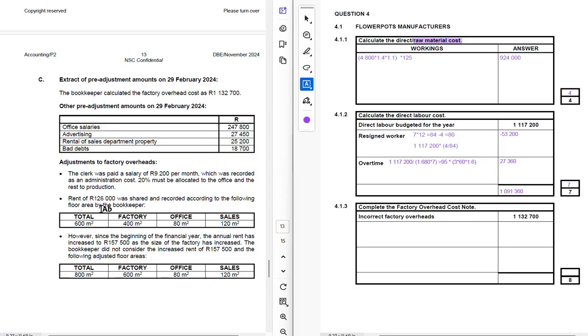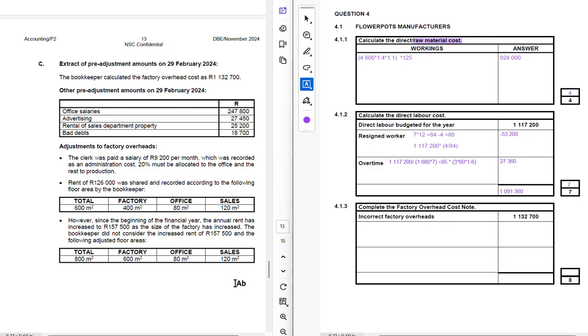The rent of 126,000 was shared and recorded according to the following floor areas by the bookkeeper. We have a total of 600 meters squared: 400 meters squared goes to factory, 80 to office, and 120 meters squared to sales. However, since the beginning of the financial year, the rent has increased to 157,500. The bookkeeper did not consider the increase of rent of 157,500 and the following adjusted floor areas: 600 meters squared for the factory, 80 meters squared, and 120 meters squared.